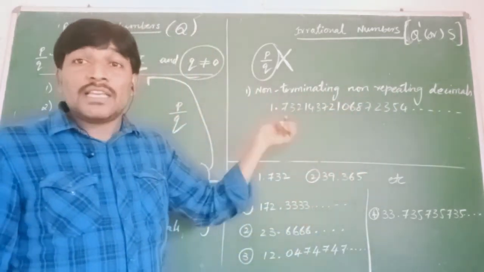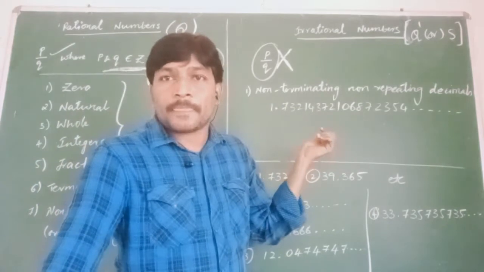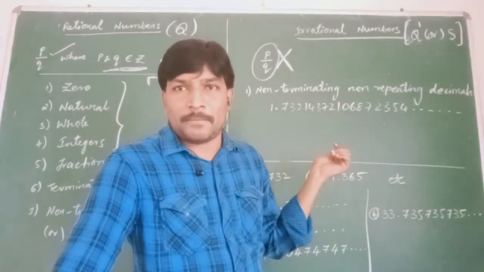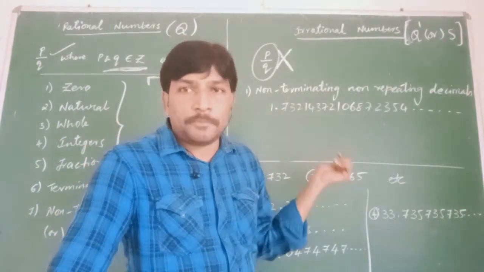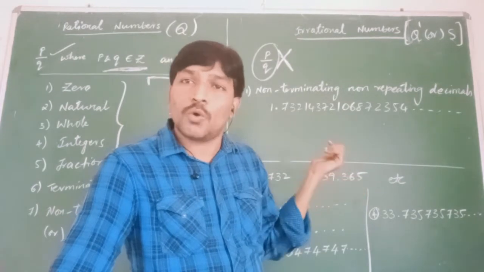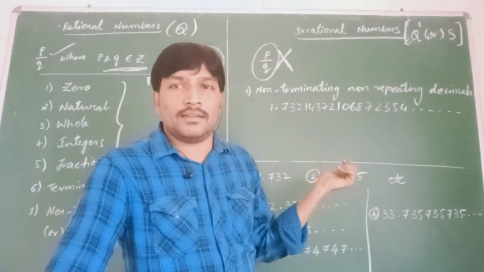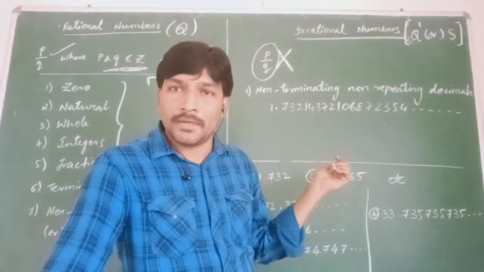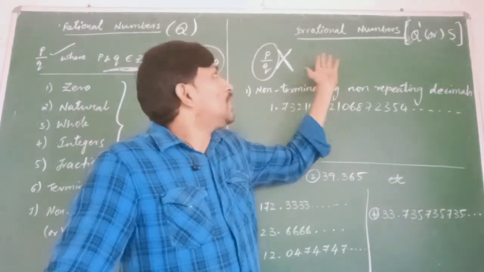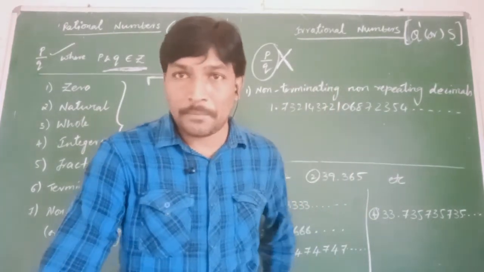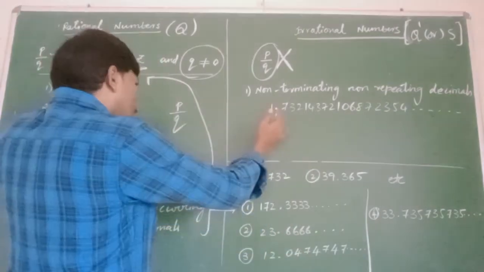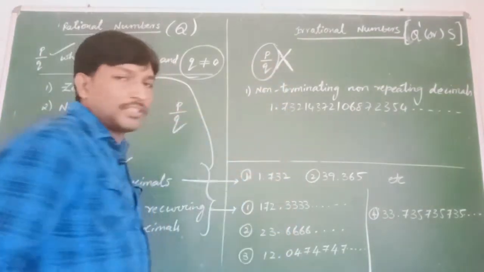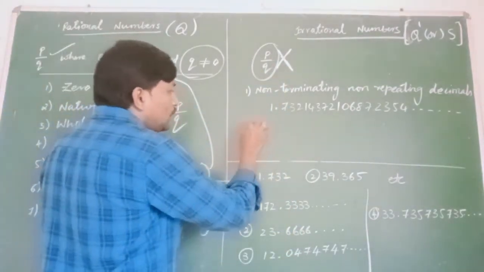These type of decimals cannot be expressed as a fraction. So these type of numbers come under irrational numbers. That means these numbers are not possible to write as a fraction. Second one, next we have surds.